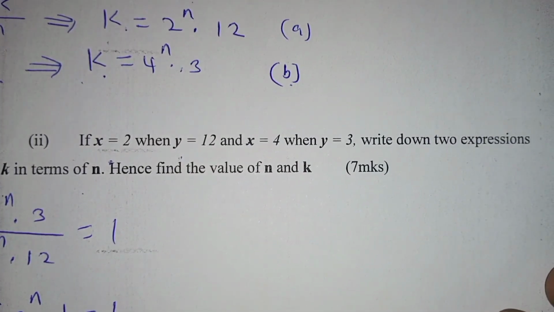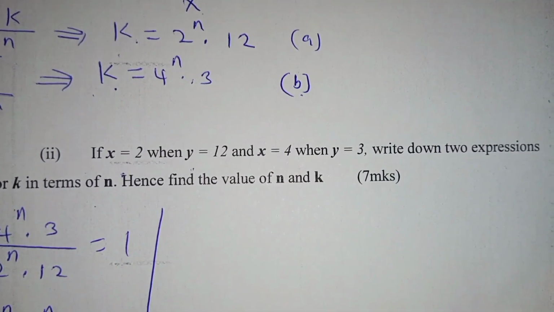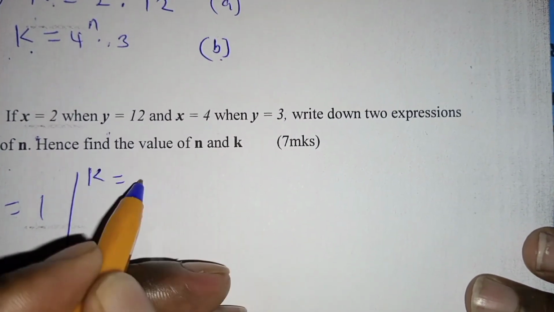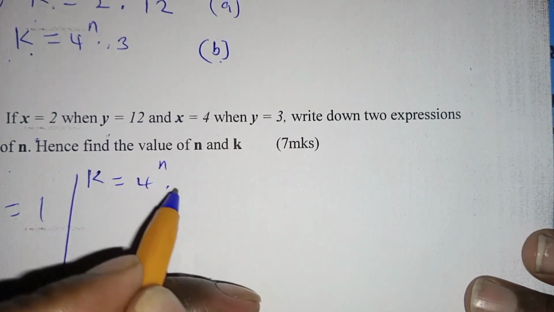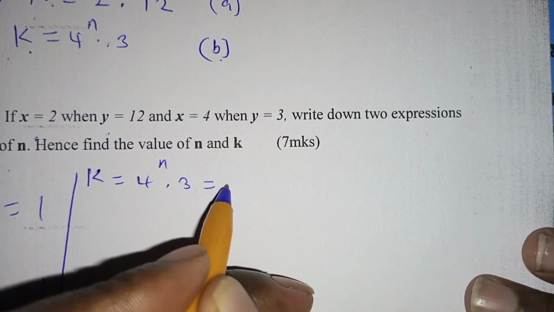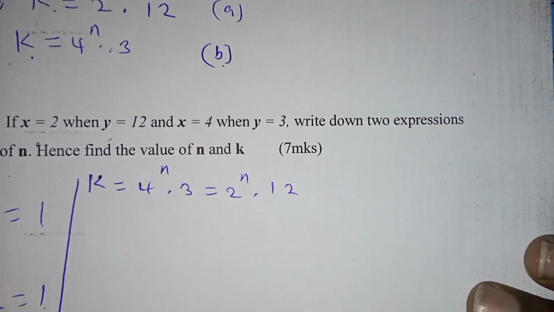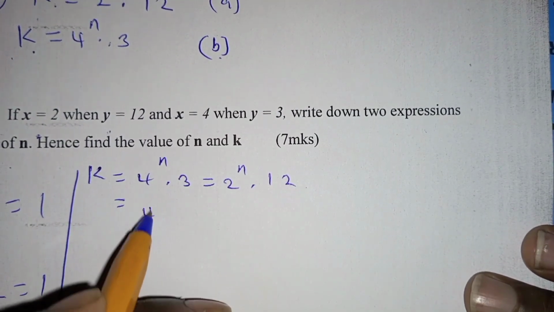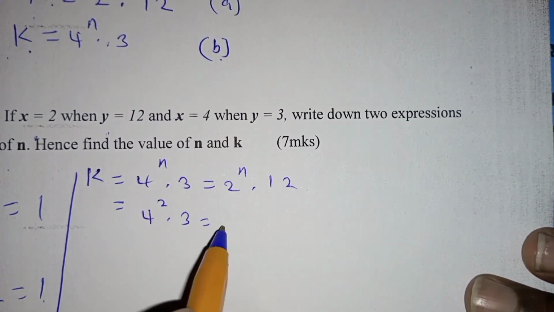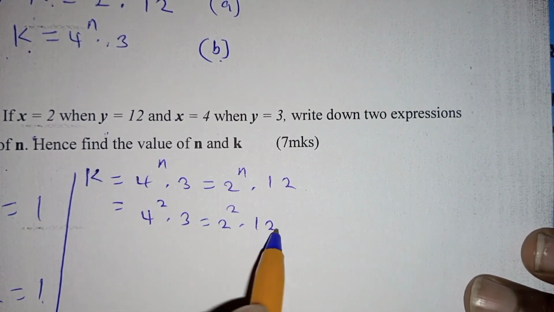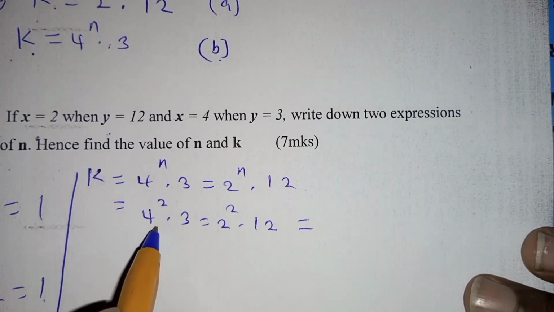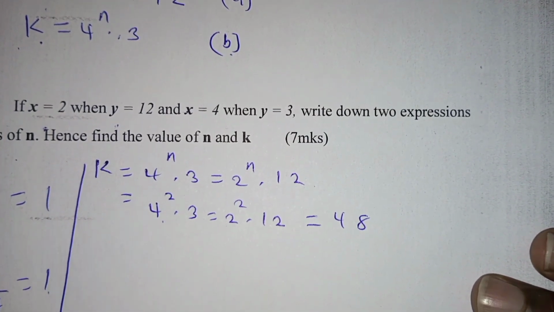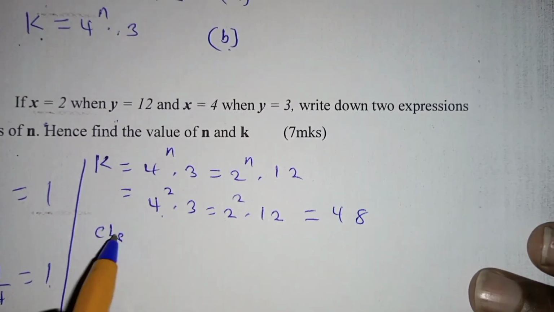Then we come here and obtain the value of k. We are given k is equal to 4 power n multiplied by 3, which is equal to 2 power n multiplied by 12. So we have obtained our n as 2. So this is 4 power 2 multiplied by 3, which is the same as 2 power 2 multiplied by 12. And of course, this is giving you 48. So we can check our working.